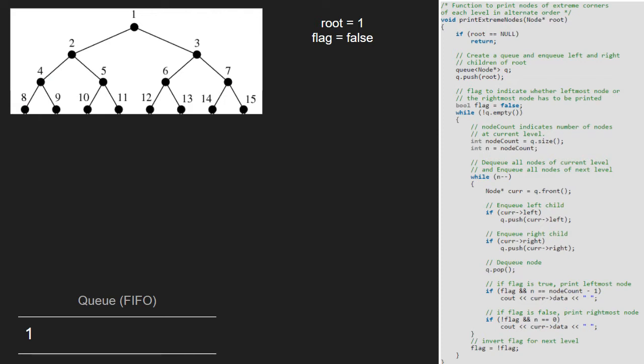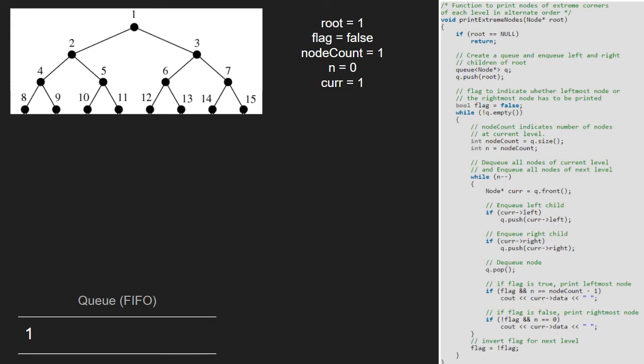We have node count, which will store the number of elements in the queue, and int n, which will store node count. Since the queue has only one element, node count and n will be equal to 1. Now we dequeue all nodes of the current level and enqueue all nodes of the next level. We enter the second while loop and decrement n. We have another node cur, which will store the front element of the queue, so cur will point to 1.